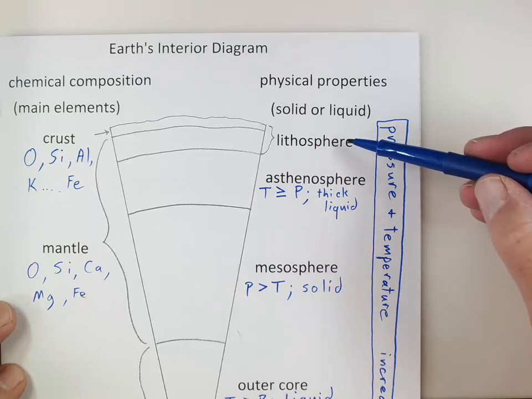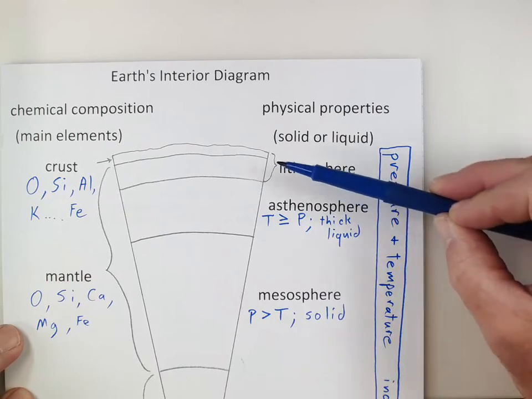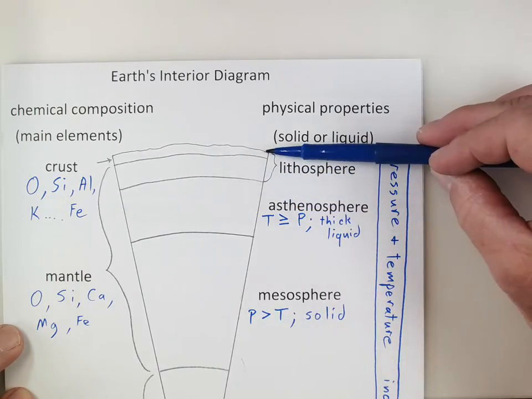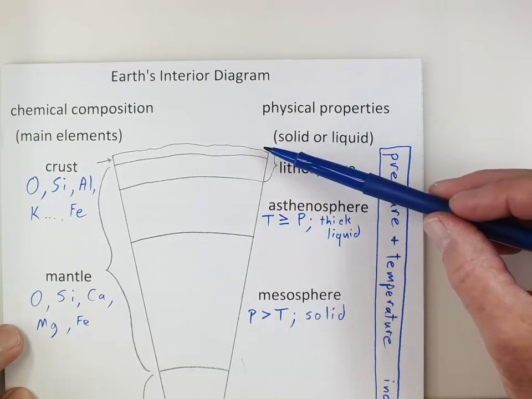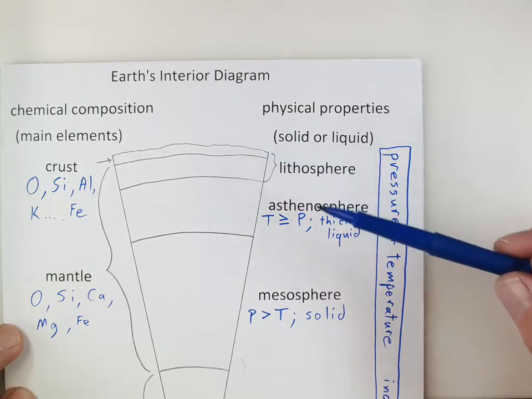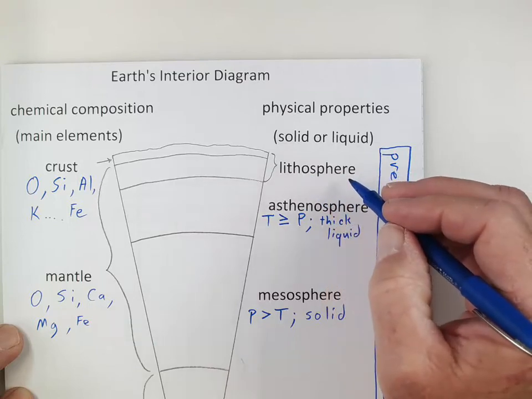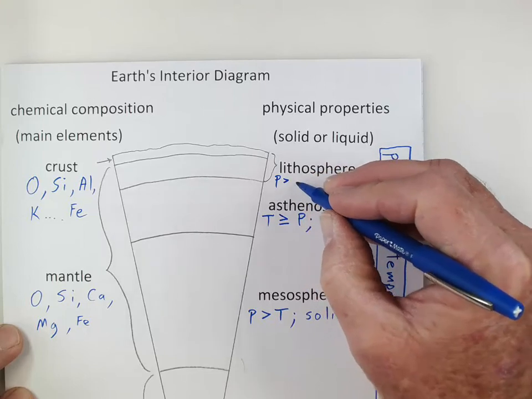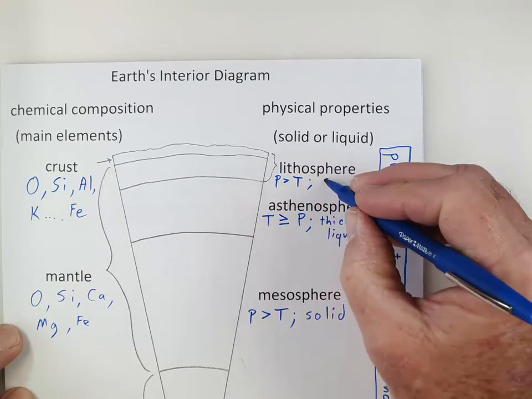Then we get up to the top, looking at the lithosphere. The lithosphere includes both the very uppermost part of the mantle as well as the crust. We live on top of the lithosphere. You know for a fact that it's solid. Go outside, walk around, you're walking on a solid. So we already know the physical property of the lithosphere. It's solid, therefore the effects of pressure must override the effects of temperature for it to behave as a solid.